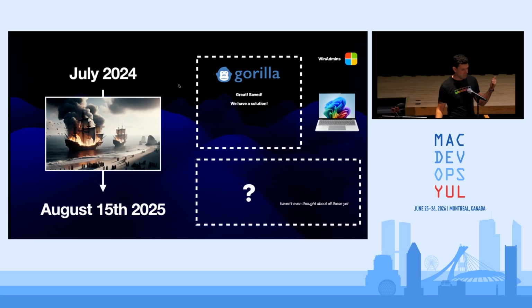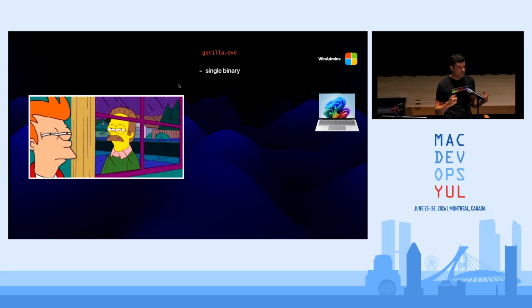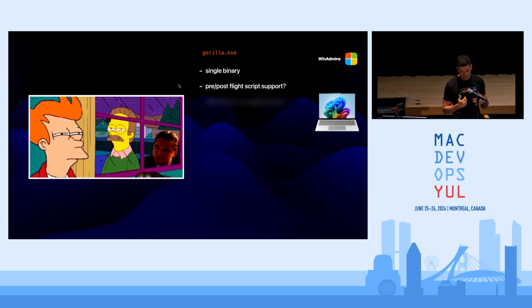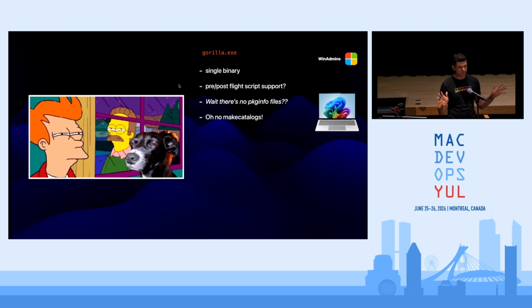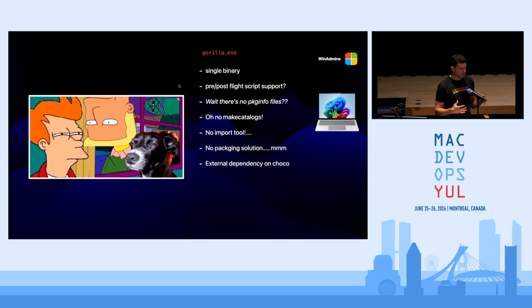What's out there? I see Gorilla, and I'm looking at it, and it's like one binary. And there are no pre or post install scripts, which we use a lot for setting our manifest. There's no package info. There's no concept of a package info. So you don't have makecatalogs, so you don't really have catalogs. There's no importing tool. There's not really a packaging solution. There's no way to package.